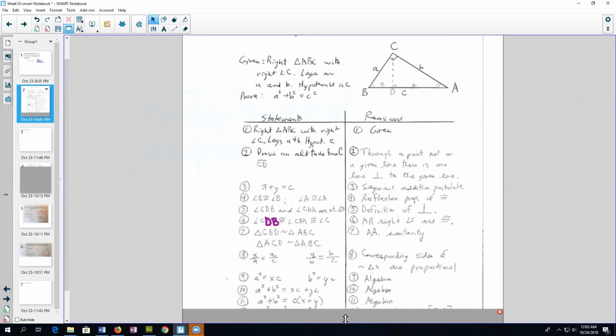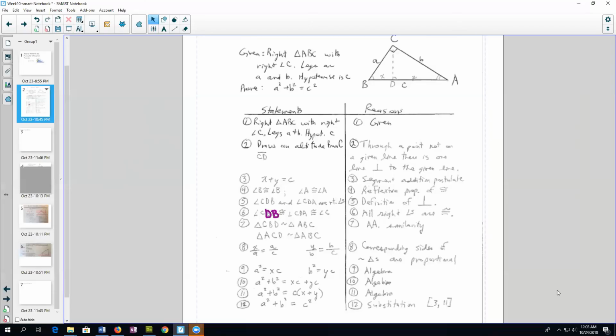That's also algebra. If we wanted to get technical, we could say the distributive property, but that's not our emphasis here. So we'll just say algebra. And once again, you can probably anticipate the next step because X plus Y is in fact C. We see that here. So what I do is I remove X plus Y and I put C in its place.